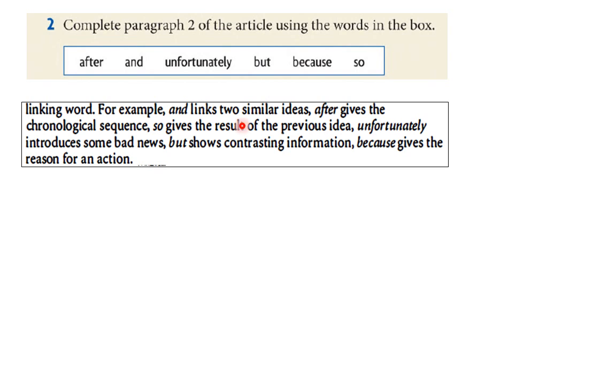Unfortunately, introduces some bad news. But shows contrasting information. Because gives the reason for an action. So this is an explanation about the purpose of using each of these linking words, and we will try to use them to complete paragraph 2.